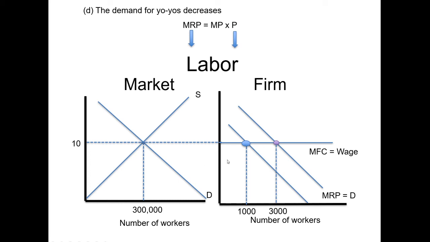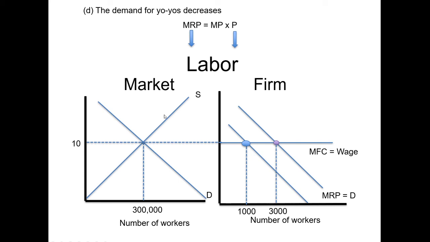So that's a quick look at the graphs of the perfect competitor. Please understand that this market here is the market for labor, not for the yo-yos. This is the market for unskilled workers. This determines the price, the wage, and then we bring it over here. The only thing that's going to make the MFC, the wage, change is something that happens here.